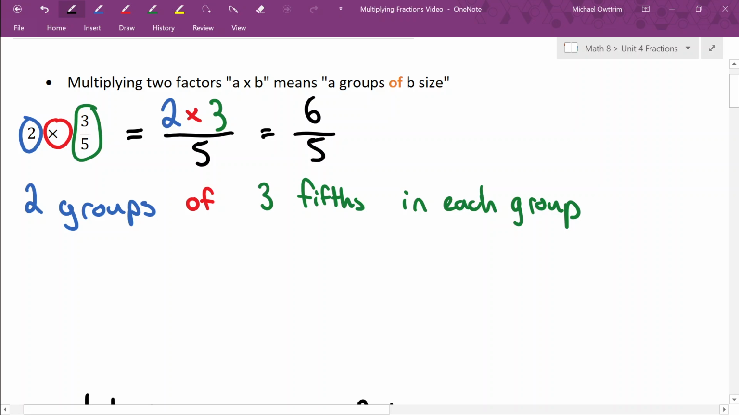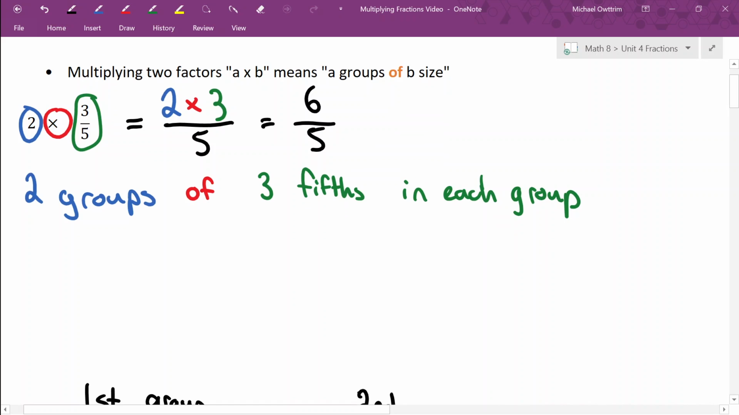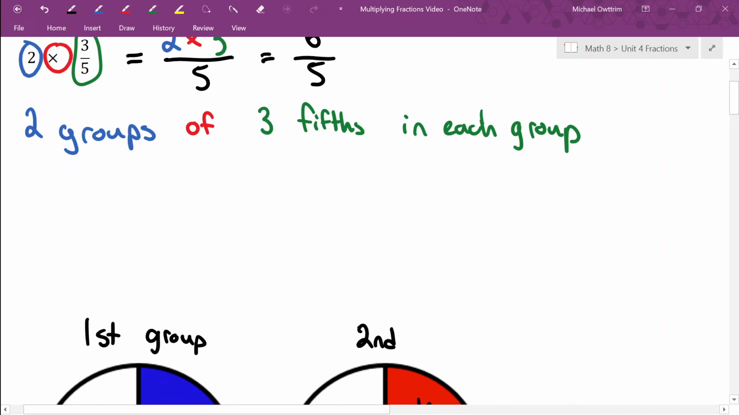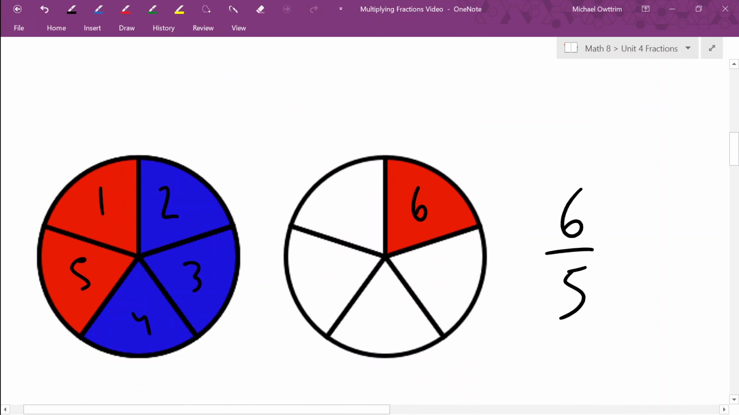I haven't changed the size of each part. And so it seems like if I'm going to multiply a whole number by a fraction, I can multiply the whole number by the top and leave the bottom alone. I'm not changing the size of the parts. And that will give me my answer, 6/5.